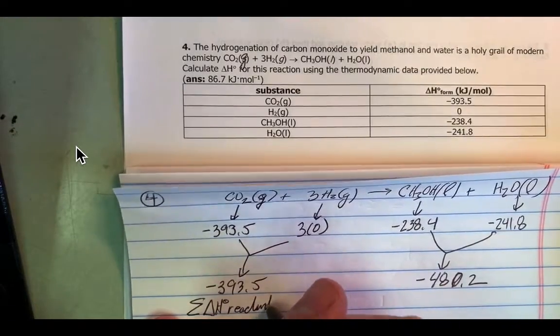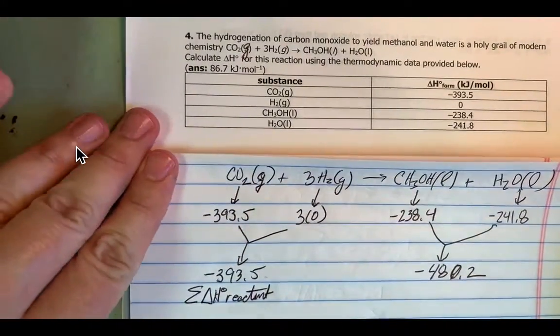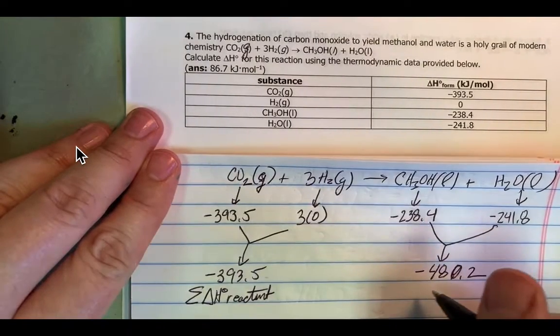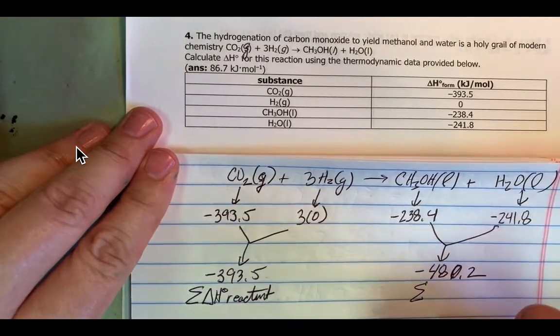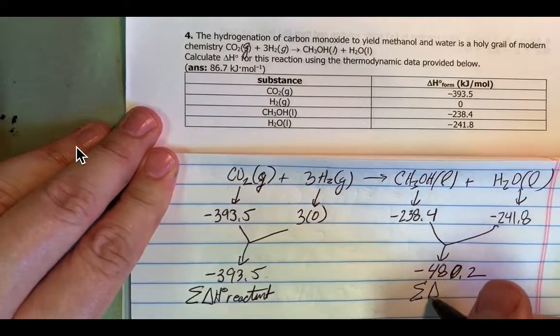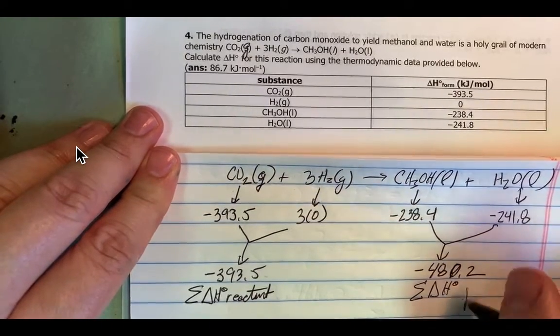So the sum of the energies of the reactants. Not super exciting since one of them in this way of doing it doesn't have any energy. And then this is the sum of the delta H naught of the products.